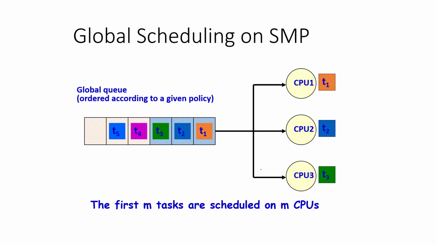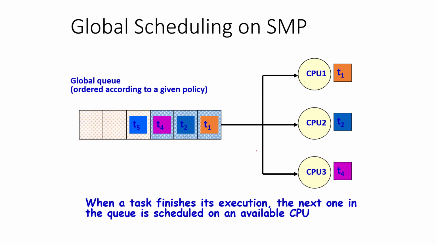If we look at global scheduling on a symmetric multiprocessor, we can have a global queue where the order is according to a given policy. Then T1 gets sent here, T2 here, T3 here, and so on. The first M tasks can just be dispatched to the M CPUs. When a task finishes its execution, it simply pulls the next task. Since T3 finished, it pulled T4 and started executing it.